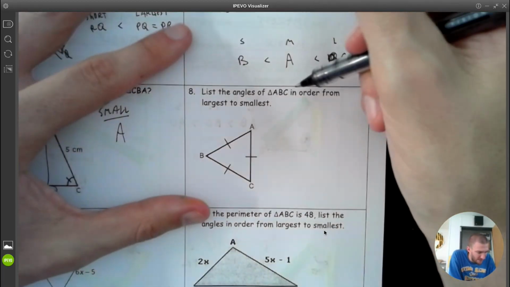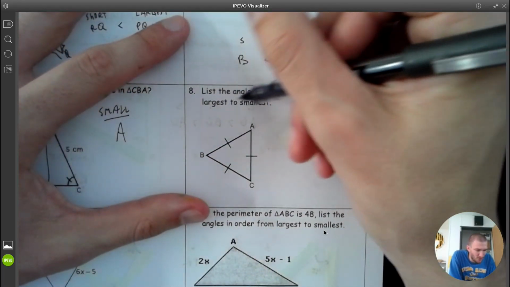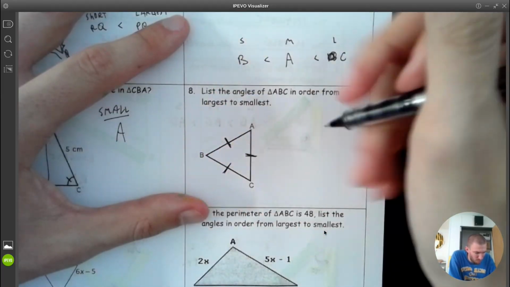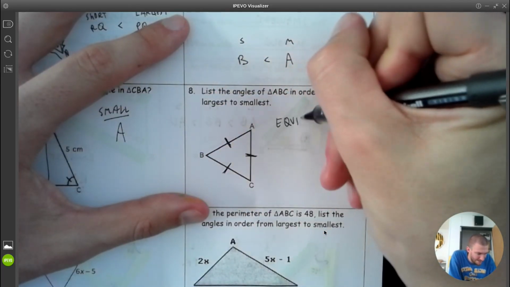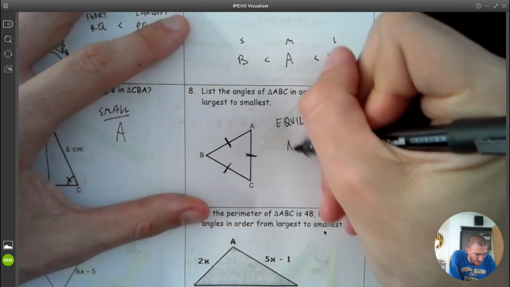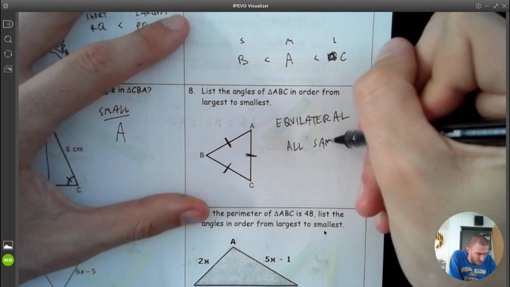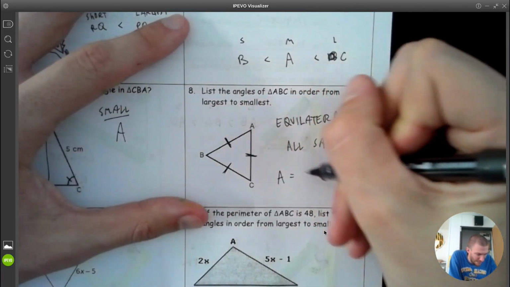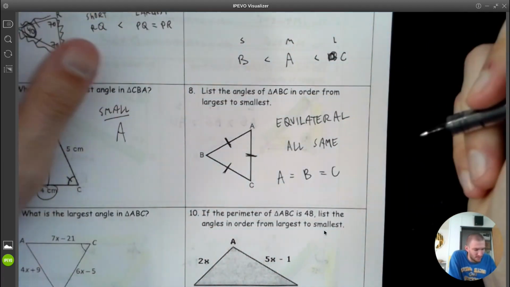List the angles of ABC in order from largest to smallest. Well, I see that I have boom, boom, boom. I see that I have an equilateral triangle here. That means that they are all the same. Listing the angles, that means that A is equal to B is equal to C.